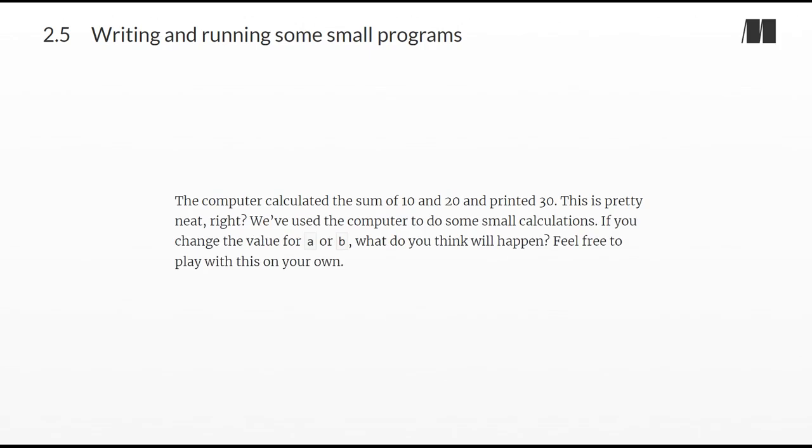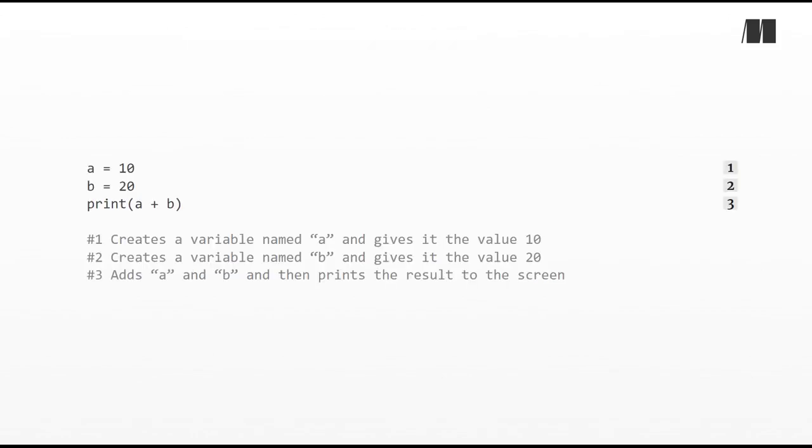The computer calculated the sum of 10 and 20 and printed 30. This is pretty neat, right? We've used the computer to do some small calculations. If you change the value for A or B, what do you think will happen? Feel free to play with this on your own. We'll spend a lot more time later in this book talking about the details of how to read code, but if you're curious, here's how to read that code.